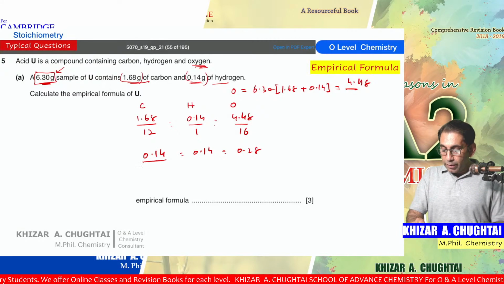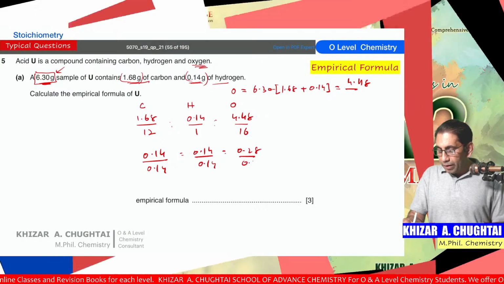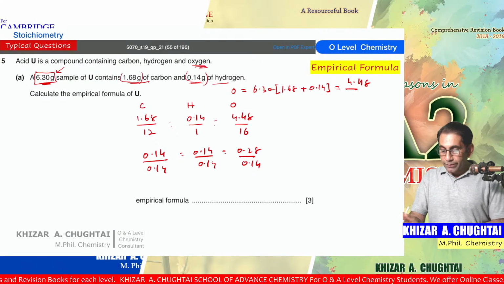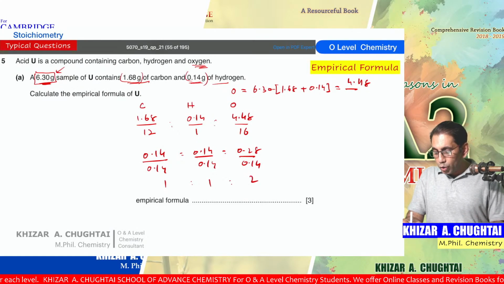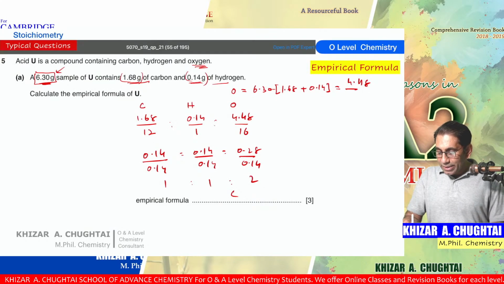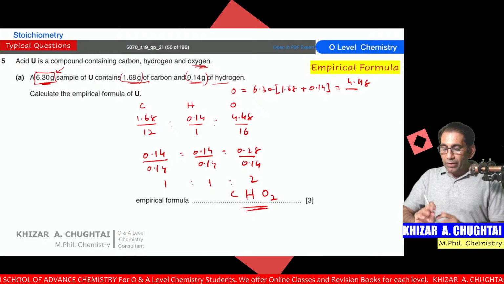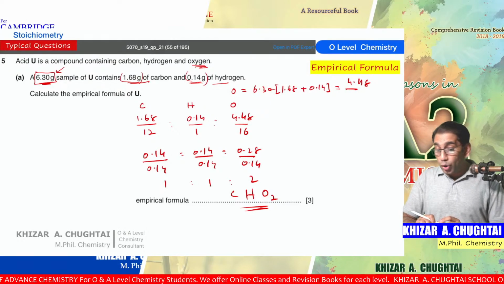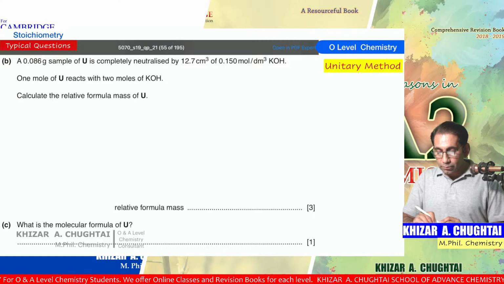So the smallest value is 0.14, so divide each by 0.14. That gives 1, 1, and 2. So the answer is CHO2, the empirical formula of the compound U, which has a total mass of 6.3.